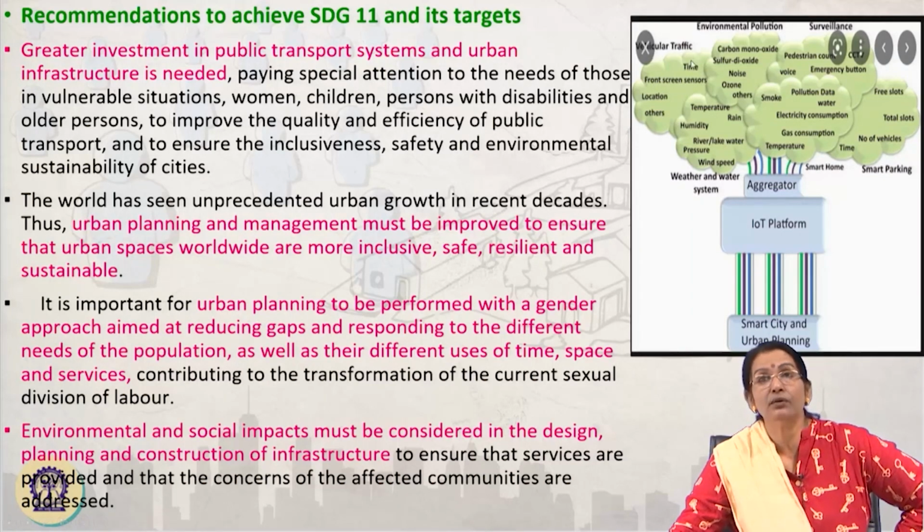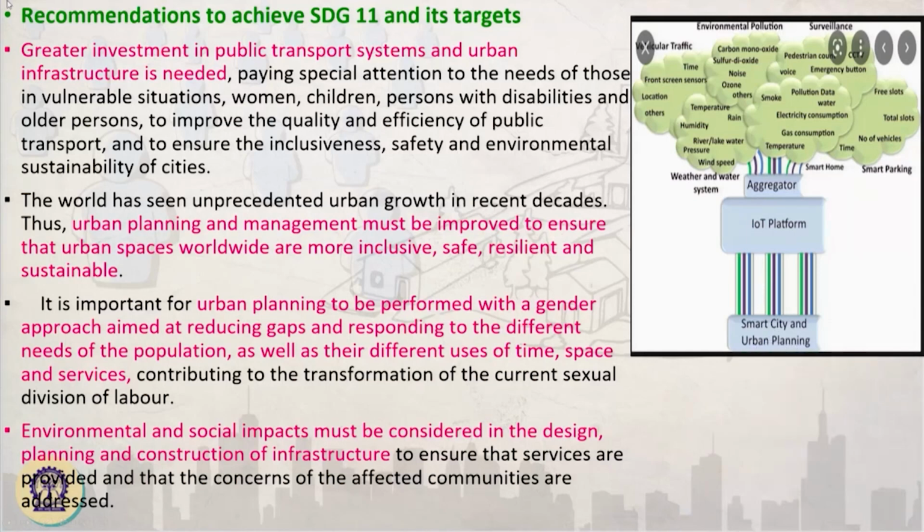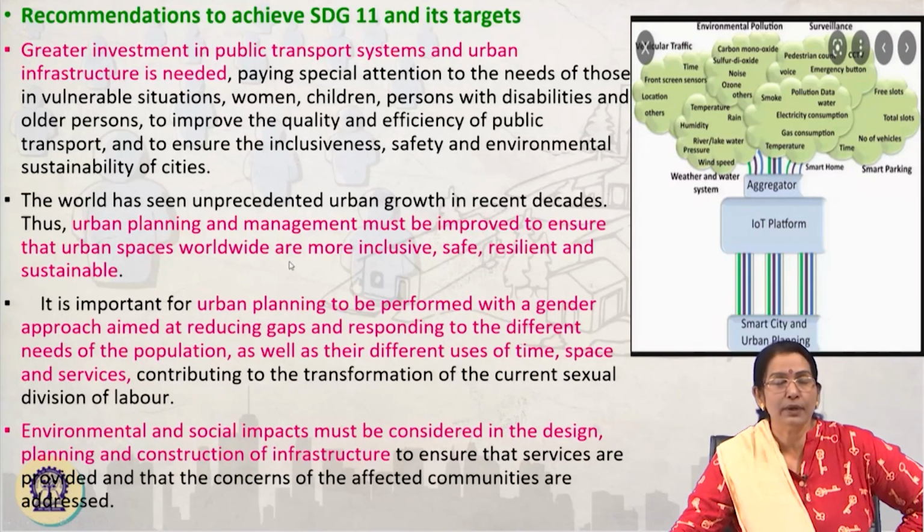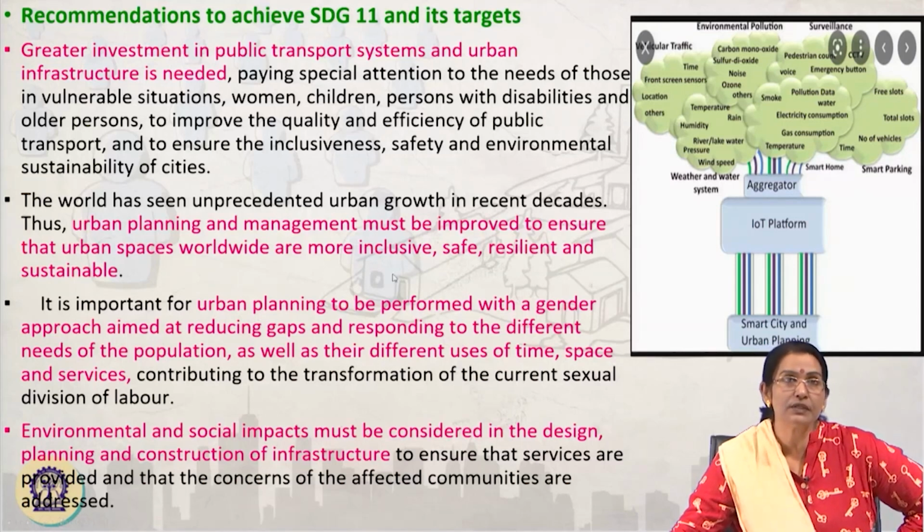Then traffic control, like centralized traffic control and vertical traffic control; environmental pollution, noise and surveillance can also be minimized. Then smart parking. Everything is planned through the IoT and monitored through the IoT platform. So these are the designs of smart cities and urban planning. How do we leverage technology for urban planning and smart cities? Greater investment in public transport systems and infrastructure is required, to improve and ensure urban spaces worldwide are more inclusive, safe, resilient and sustainable.